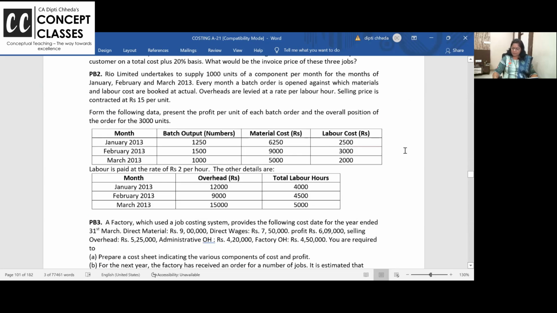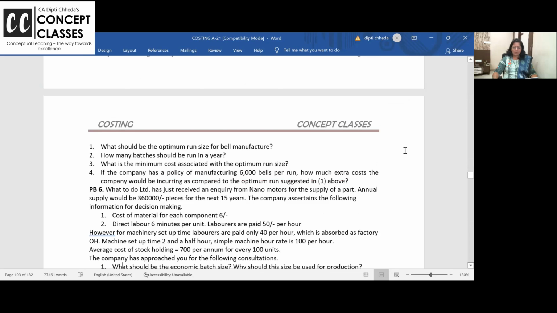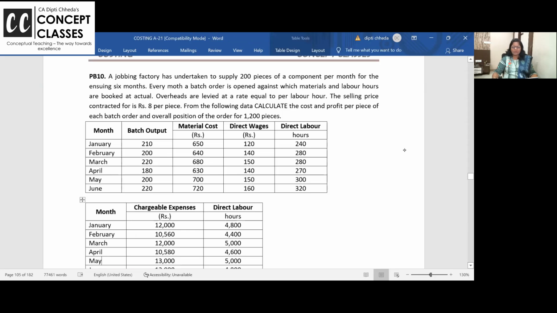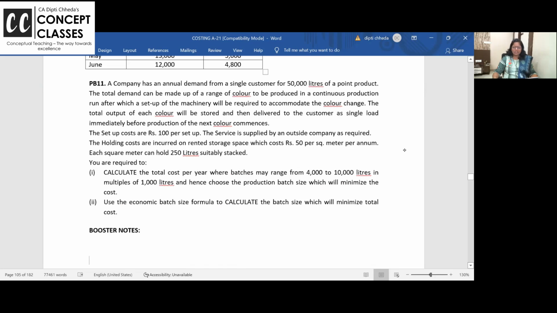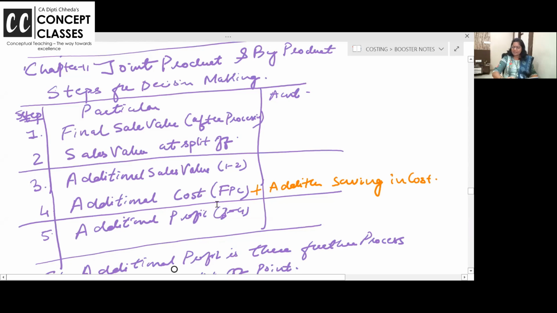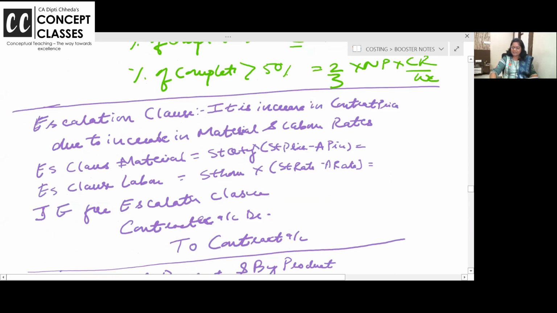And these are our routine problems. We are just doing the gist revision, but these are very good problems. What will be the economic batch size, and if you produce this much, just like EOQ problems, you can get problems over here. Okay, this is also a nice problem for the batch, how to decide which one you will do. So this was a very small topic, job and batch costing. Let me check if there are booster notes to be covered for this. And then we will go to the most interesting part, that is contract costing.